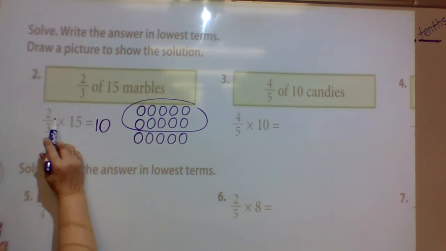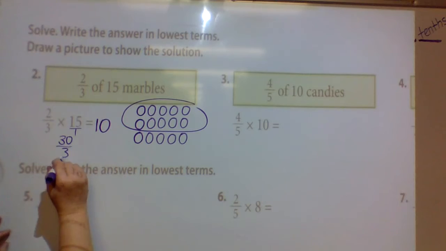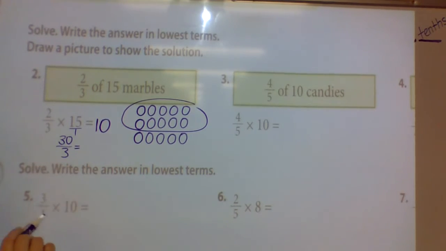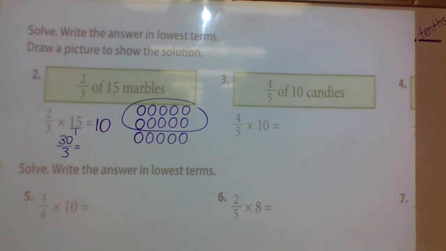You could also do it this way. 2 times 15 is 30. And 3 times 1 is 3. 30 divided by 3 is 10. See? Okay, candies. I'm going to let you guys do those too, because those are easy peasy.